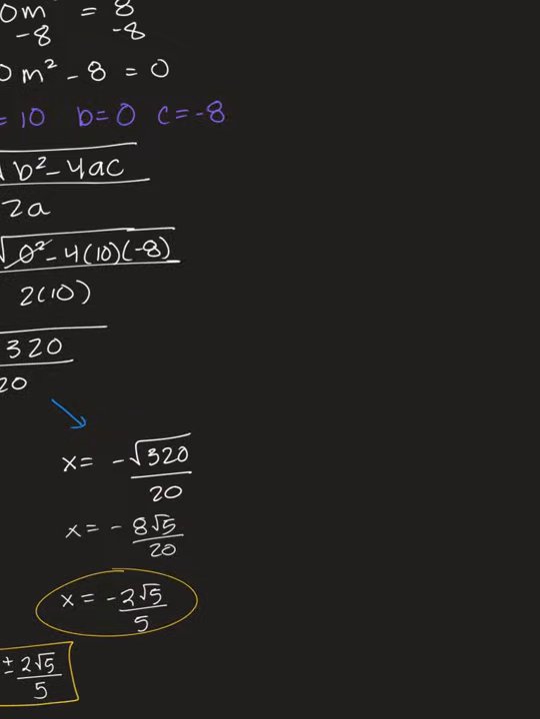Okay, so the next part I'm going to show you is going to be the discriminant. So I'm going to have an image here for you guys to look at. All right, so the next part of our lesson is going to be about the discriminant. The discriminant is going to be b squared minus 4ac. That's what's underneath the square root in the quadratic formula, b squared minus 4ac.